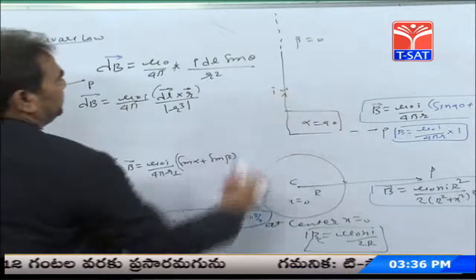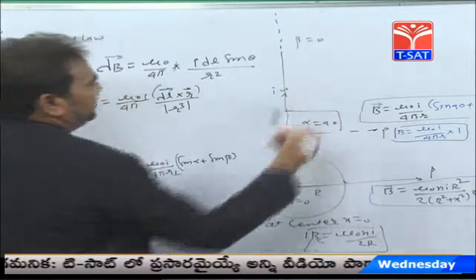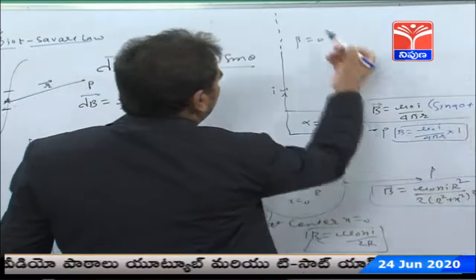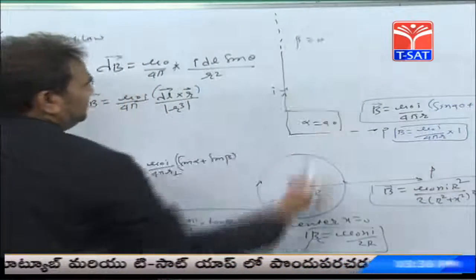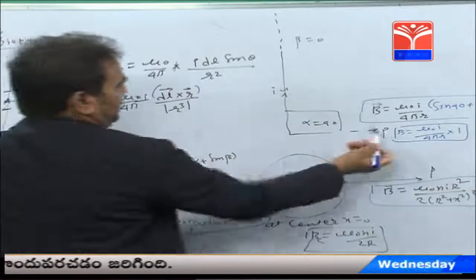So, for an infinite length of the conductor at a point P, the magnetic field induction is given by B is equal to mu naught I by 4 pi r into sin 90 plus sin 0. Because the other end is at infinite length, it makes an angle 0 at point P.